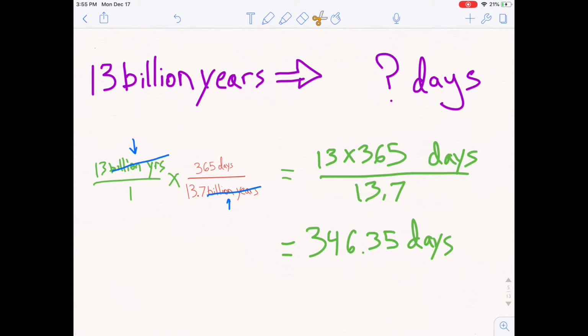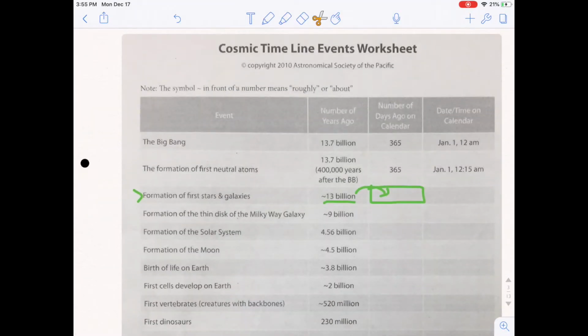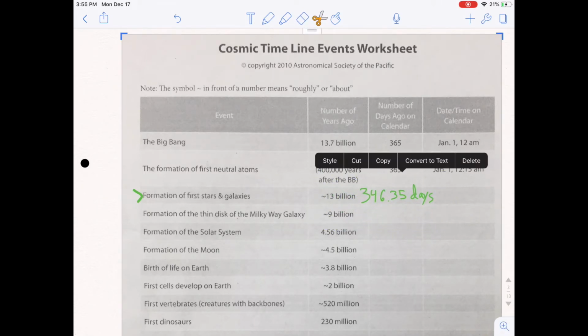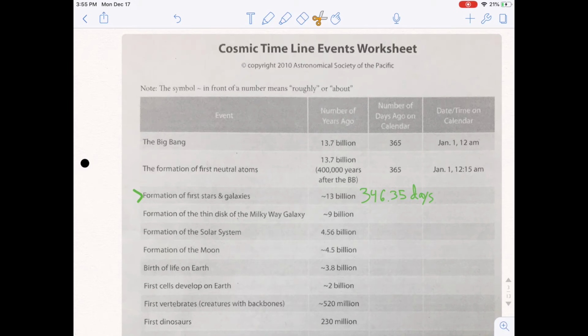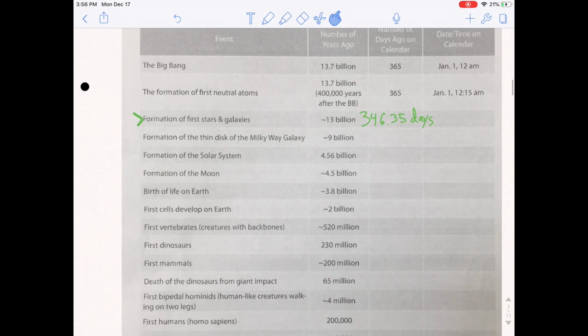And we're going to throw that up into our unknown box right there. So we have successfully converted 13 billion years into 346.35 days using our conversion factor. Let's do one more, lightning fast.